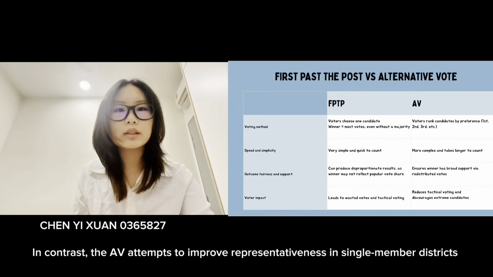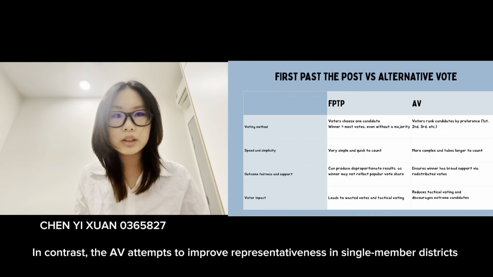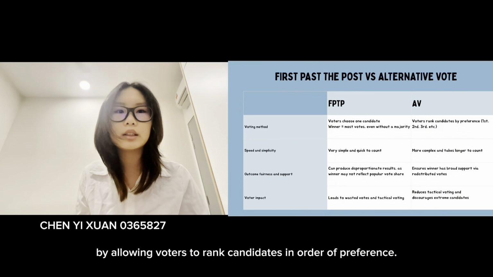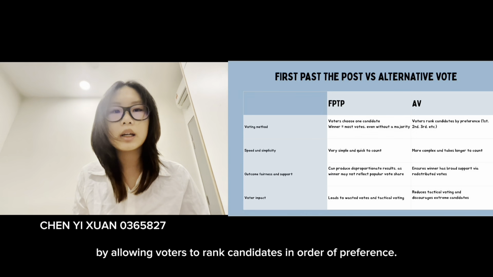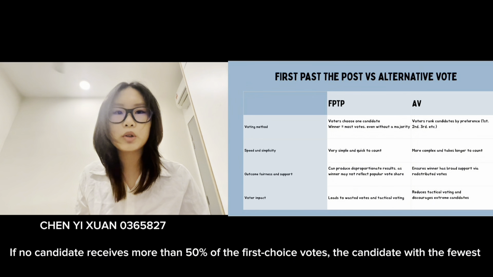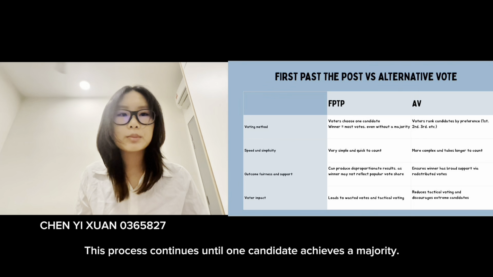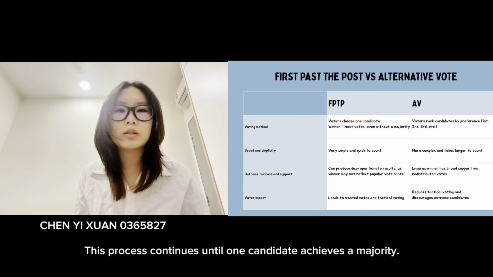In contrast, the alternative vote attempts to improve representativeness in single-member districts by allowing voters to rank candidates in order of preference. If no candidate receives more than 50% of the first choice votes, the candidate with the fewest votes is eliminated, and their votes are redistributed based on second preferences. This process continues until one candidate achieves a majority.